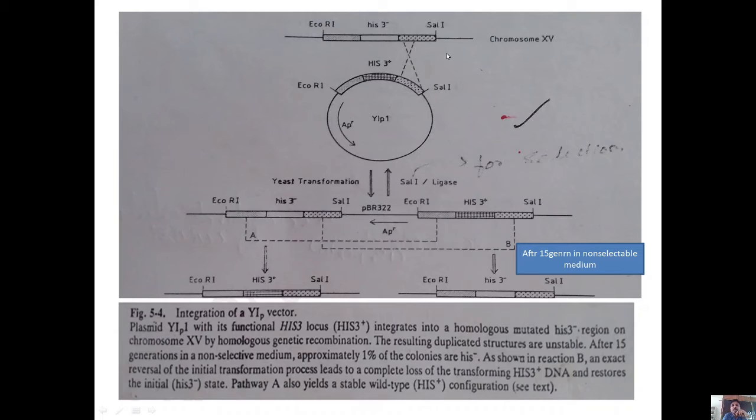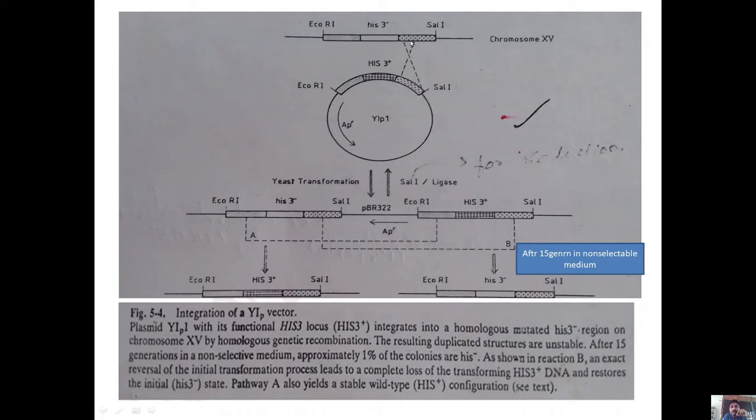So we can look back over here to see how this product is obtained. Here, see EcoRI, this EcoRI, then coming to the next is his3 minus, see his3 minus. Then half portion of the SalI. Then a crossing over or recombination process may occur there. So the half portion of the SalI is coming from the vector.